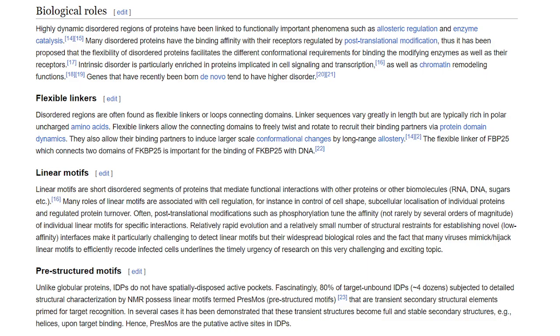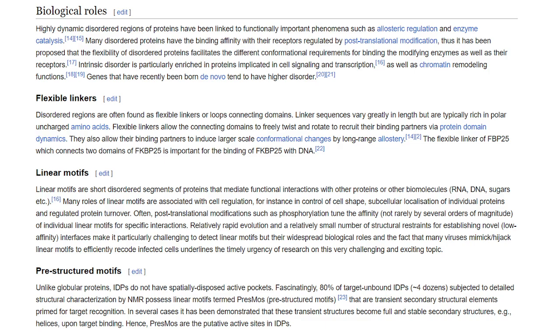Then there are flexible linkers that are attached to the proteins, and these are very important for allosteric regulation, auto-inhibition procedures, and they also control a lot of cellular mechanisms and cellular signaling. Then as linear motifs, these can be SLiMs, short linear motifs. So these are also disordered sequences.